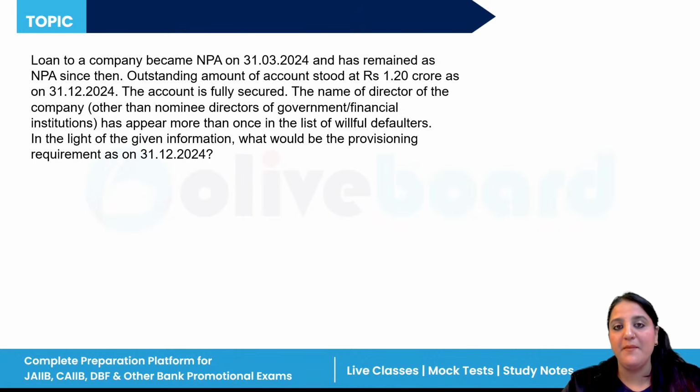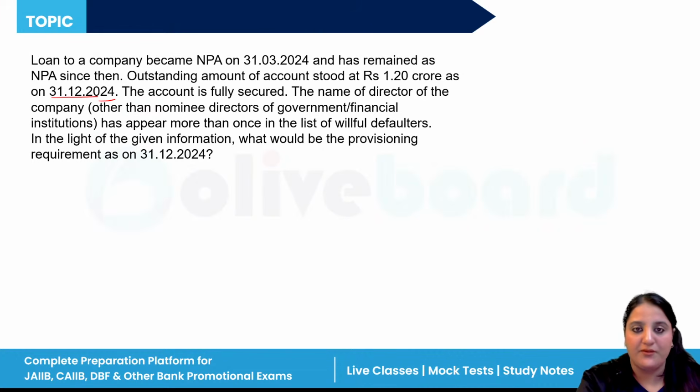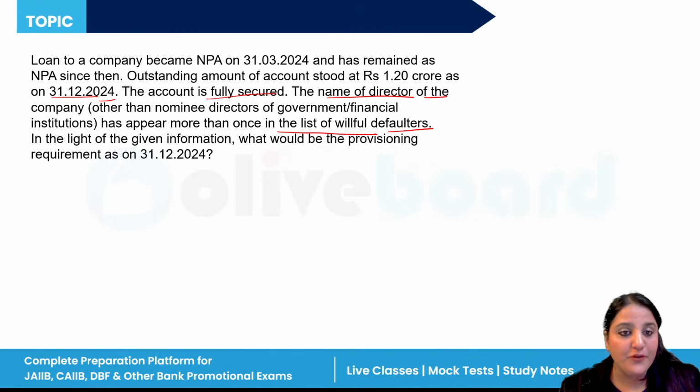A loan to a company became NPA on 31st March 2024 and has remained as NPA since then. The outstanding amount of the account stood at rupees 1.20 crore as on 31st December 2024. The account is fully secured. The name of a director of the company has appeared more than once in the list of willful defaulters. In the light of the given information, what would be the provisioning required as on 31st December 2024? So what is the answer here?